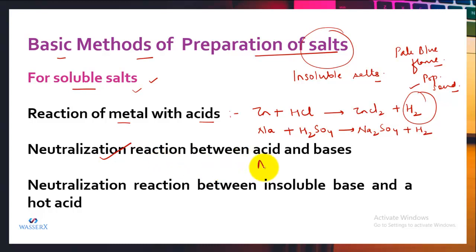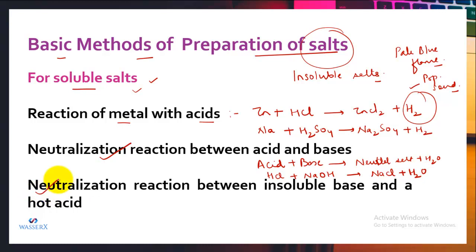The second method that we can use for the preparation of soluble salts is the neutralization reaction. In neutralization reaction, we can react the acid and base, and as a result we get a neutral salt and water. Let's take an example. Let's say we have HCl and we have a base, NaOH. Both are of same strength, both are strong in nature, and as a result we get sodium chloride and water.